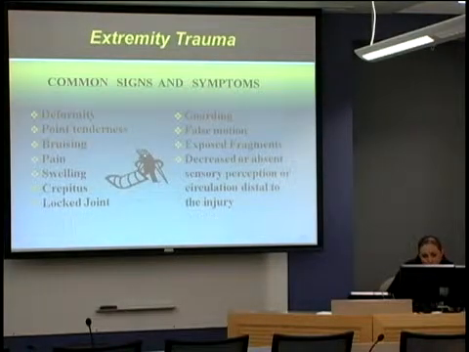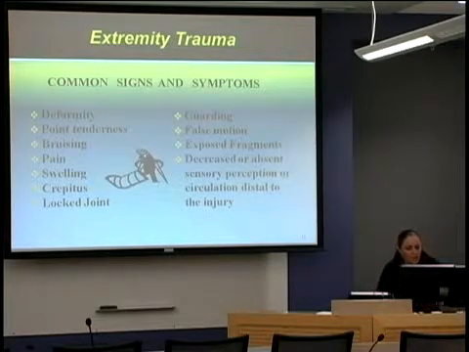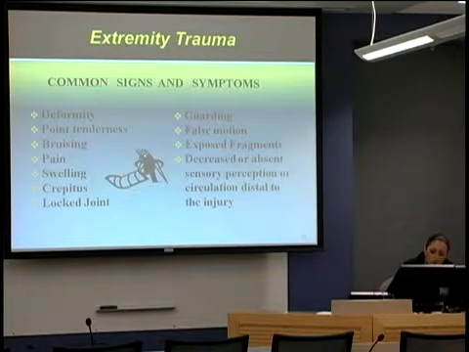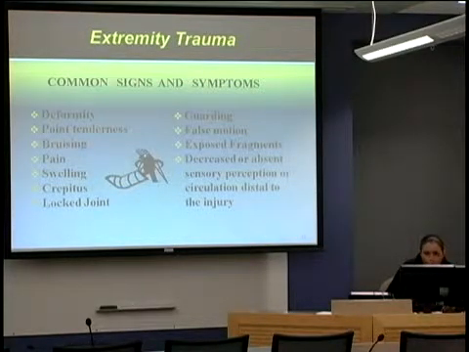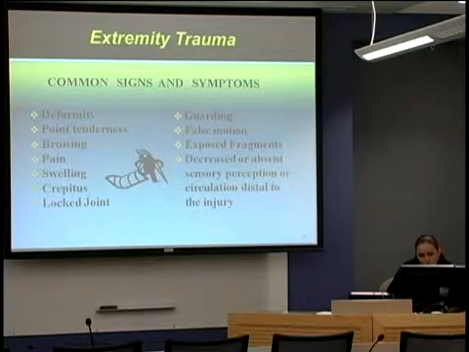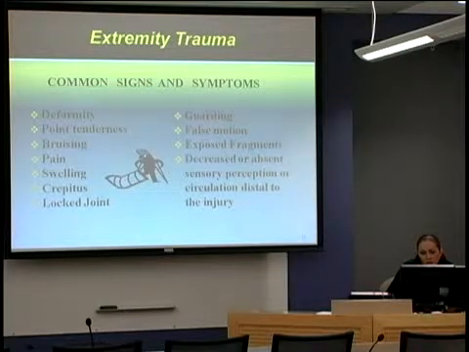So what are the common signs and symptoms of extremity trauma? You might see deformity, point tenderness, bruising, pain, swelling, crepitus, locked joint, guarding, false motion, exposed fragments, and decreased or absent sensory perception or circulation distal to the injury.